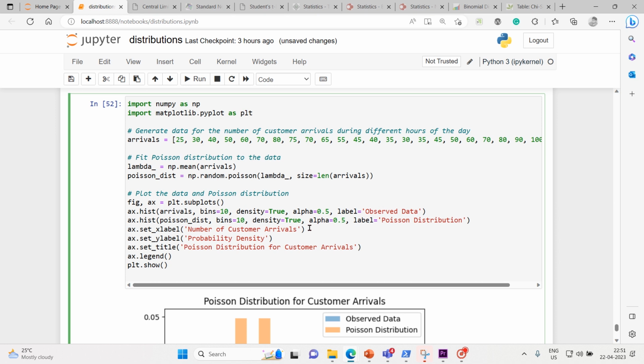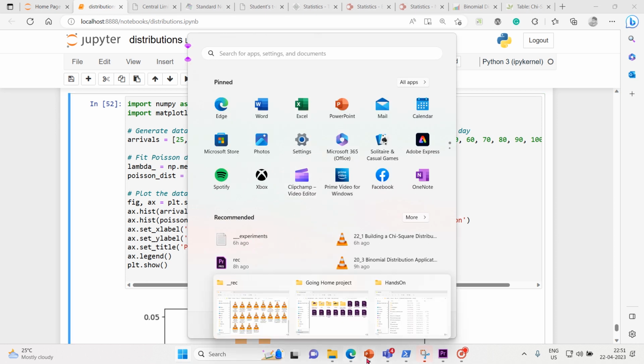That's how it will be useful. So in this example, we generated data for the number of customer arrivals during different hours of the day, and then fit a Poisson distribution to the data. We then plotted the observed data and Poisson distribution to visualize how well the distribution fits the data. So the numpy.random.poisson function was used to generate a Poisson distribution with the same mean as the observed data.